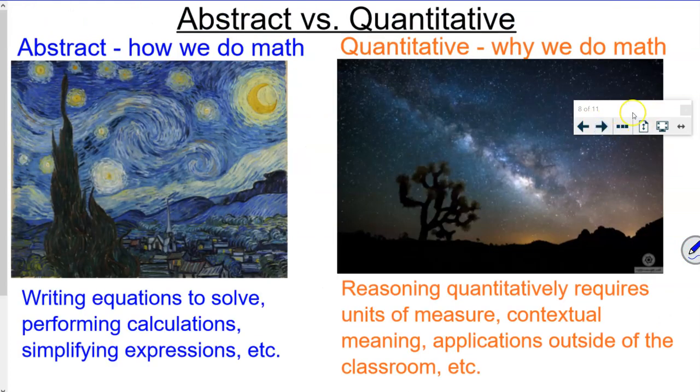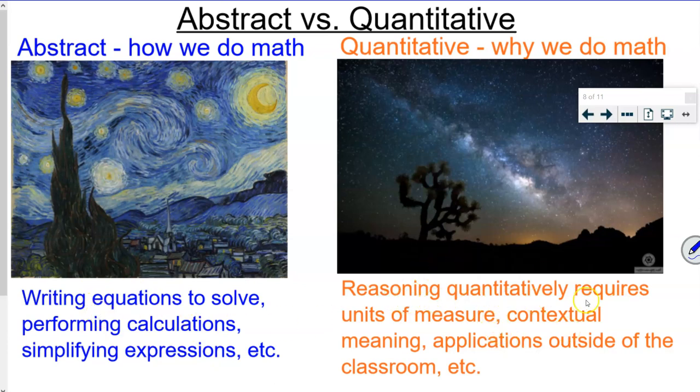Now it's going to be time to write down. Again, I've got our visuals to help us remember. Abstract, that's how we do math. Quantitative is why we do math. In the abstract, I'm writing equations to solve, performing calculations, simplifying expressions, etc. So we should probably write this down so that we understand what abstract means.